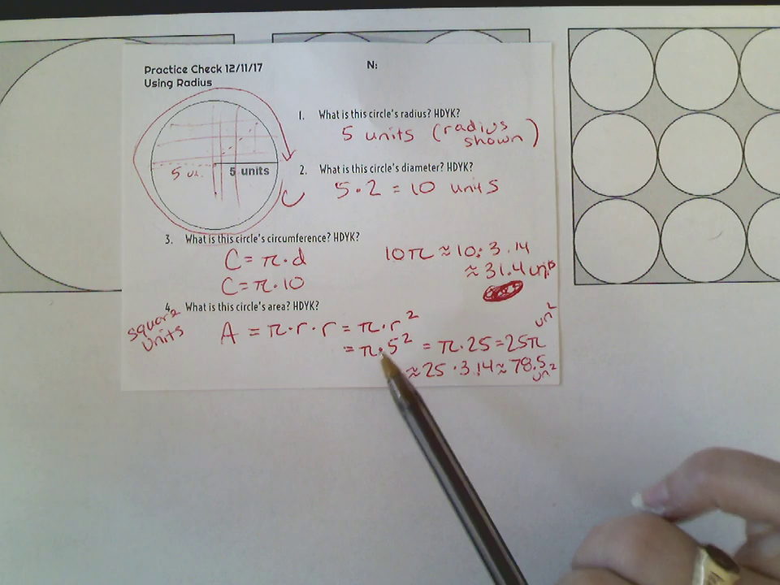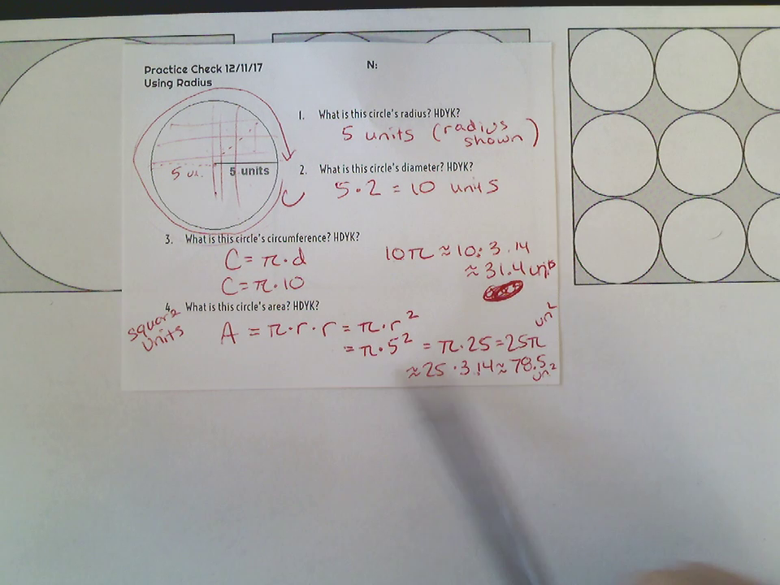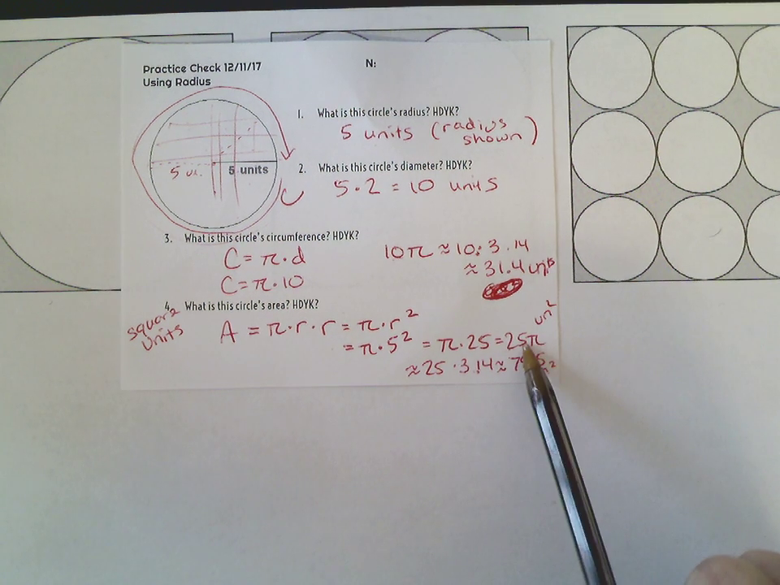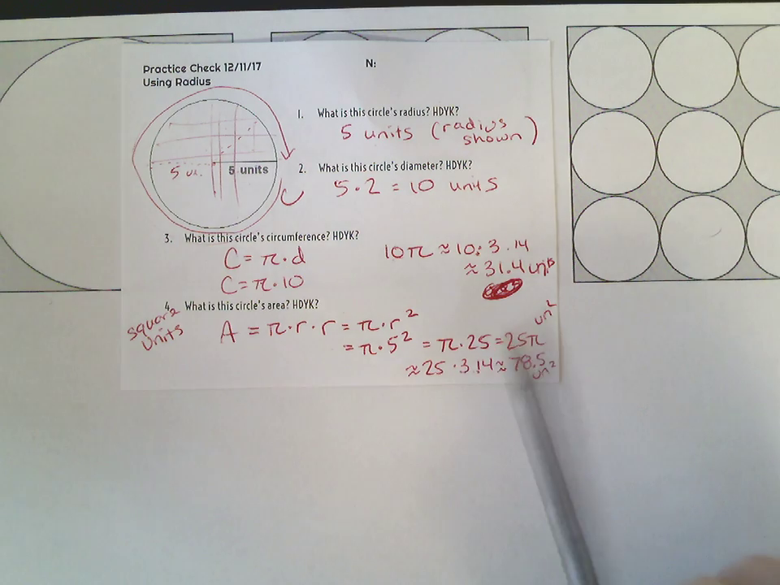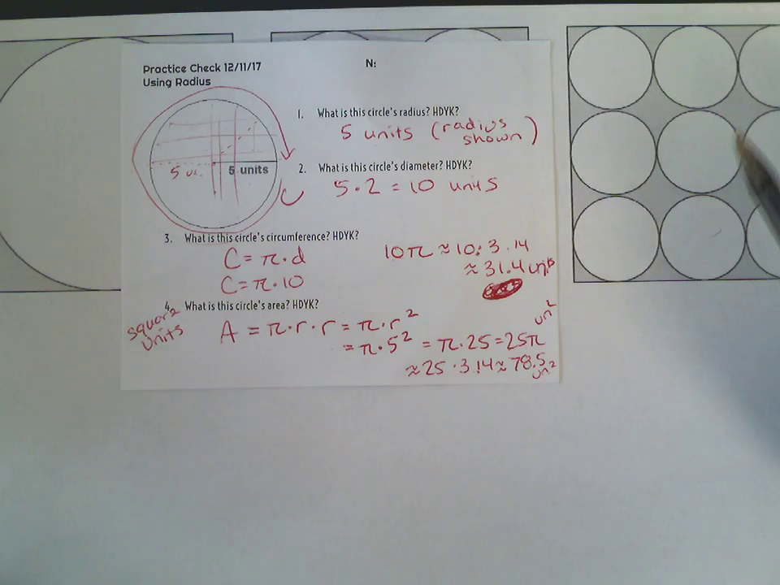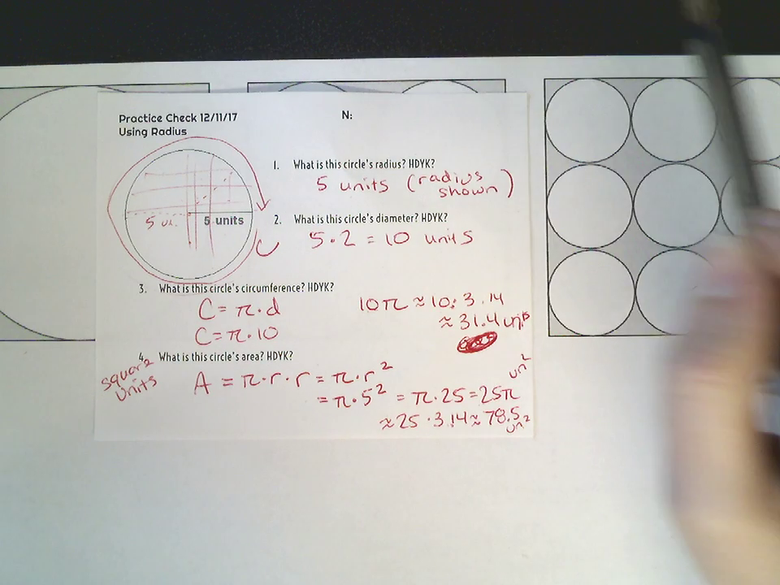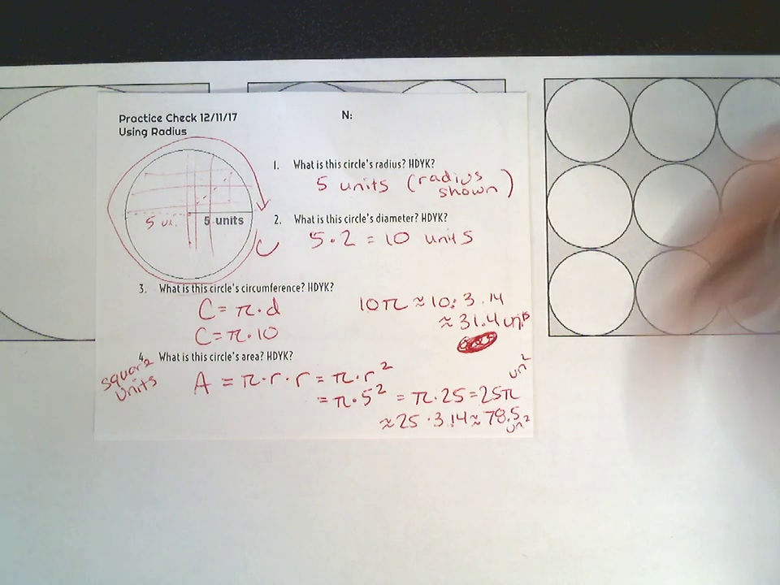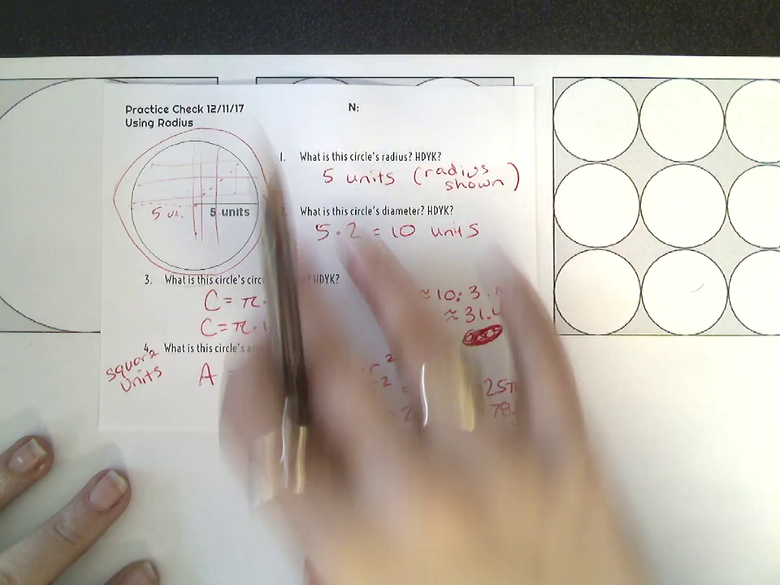Notice that I always started with my exact, like 25 pi, and then ended with my approximate. And the reason I'm doing that is because when you have things exactly, it's sometimes easier to see, are they actually comparable to each other? Are they equivalent? So this was the problem from Friday.